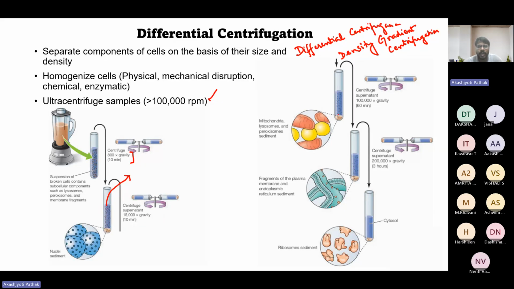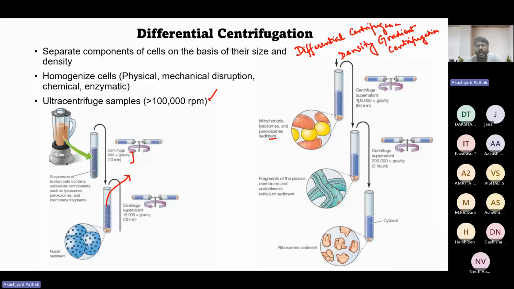Now, in the pellet, what do you get? You will have the mitochondria, lysosomes, and peroxisomes, all present. Again you will get a supernatant. You take out this supernatant and subject it to a higher centrifugal force, like 100,000 G for 60 minutes. You are increasing the centrifugal force at each step, and you are increasing the time as well.